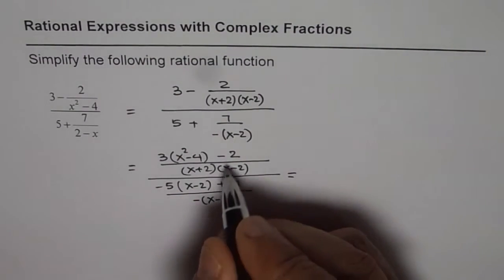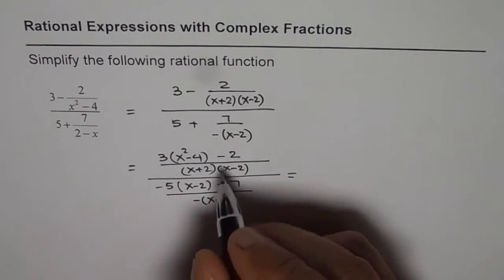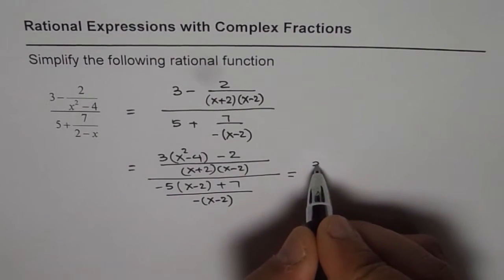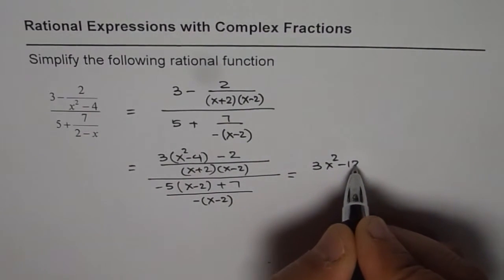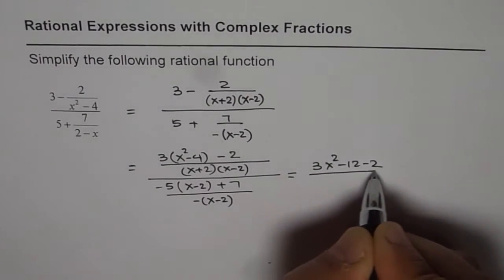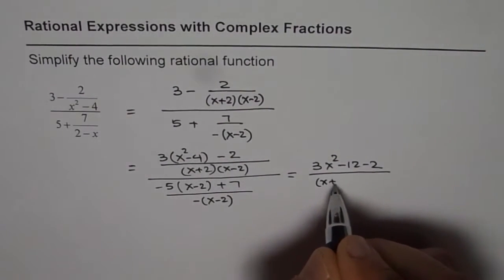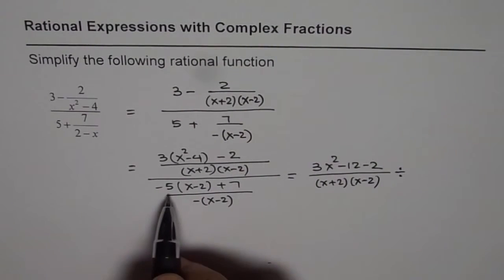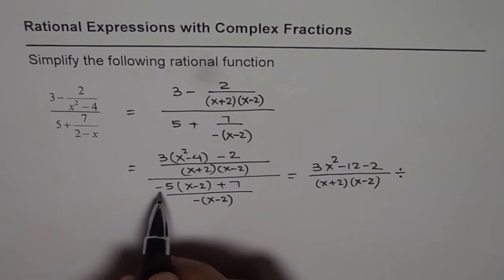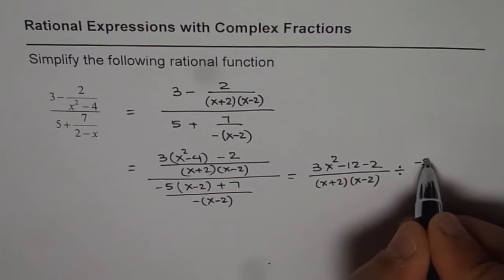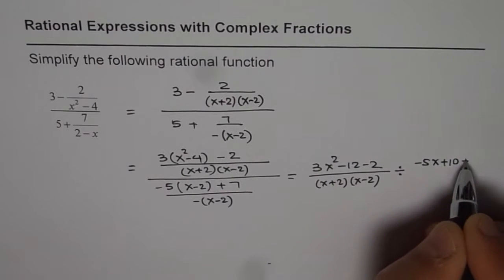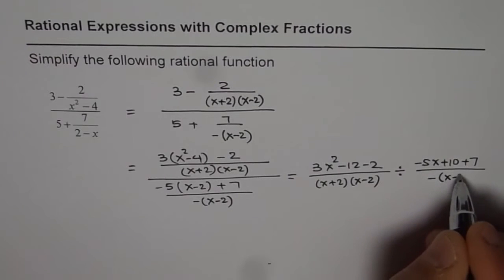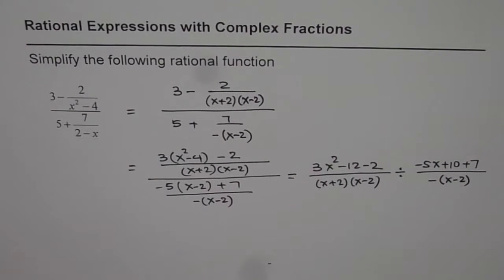Now this division of two rational expressions could be written as, so I'll expand the numerator, which is 3x squared minus 12 minus 2, divided by, we have x plus 2 times x minus 2, divided by this expression, which is, let me expand also, minus 5x plus 10 plus 7 divided by minus of x minus 2. Correct? So that is how we can write it.